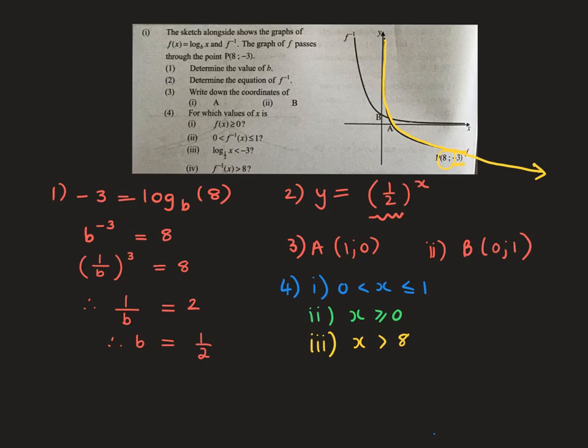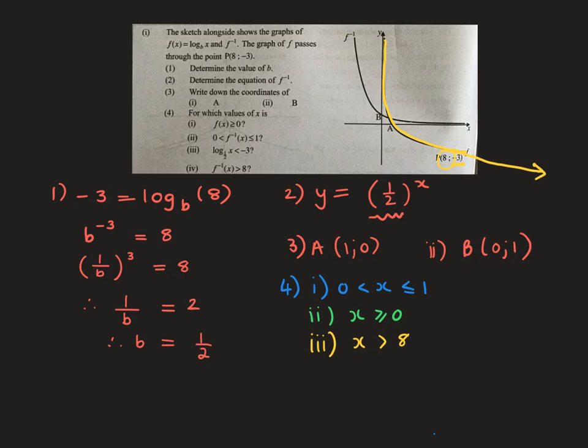I'm not including the inequality there, because the question just says less than, not less than and including. So if I had to say a sentence for this question: for which values of x is the log graph below the value y equals minus 3? That's what that question is saying.